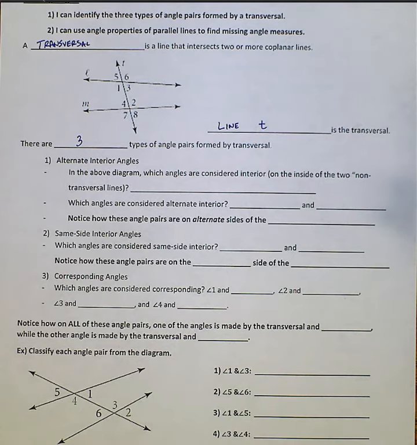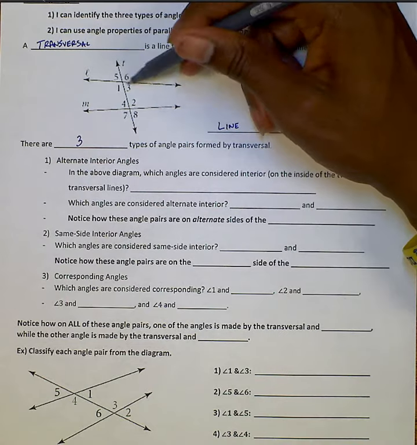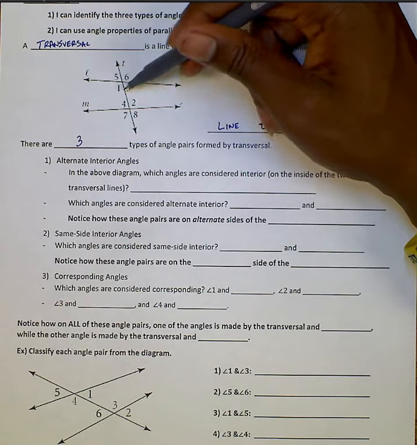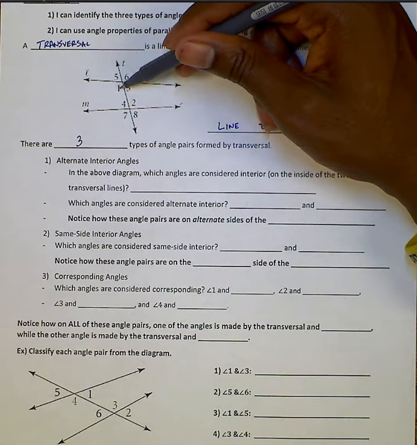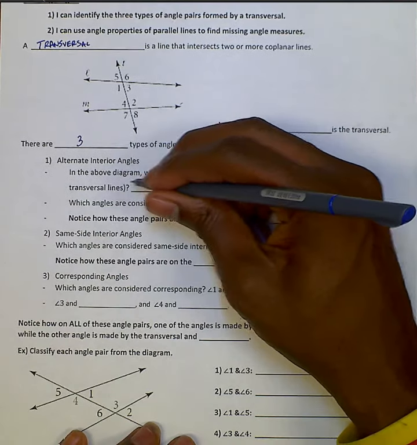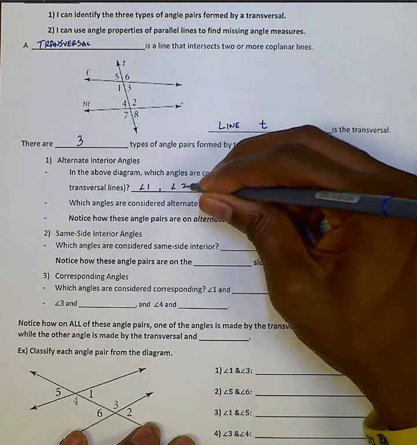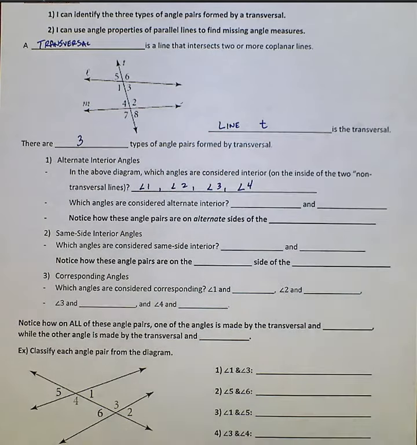In the above diagram, which angles are considered interior? Inside of the two non-transversal lines. T is the transversal, we have line L and line M. Inside here, the interior angles will be 1, 3, 4, and 2. Those are inside both L and M. So we have angle 1, angle 2, angle 3, and angle 4, all of those, just in numerical order. Now those are just interior angles. Those aren't really our special pairs.